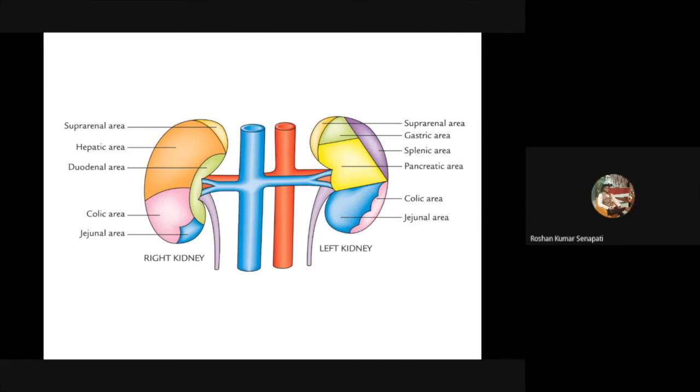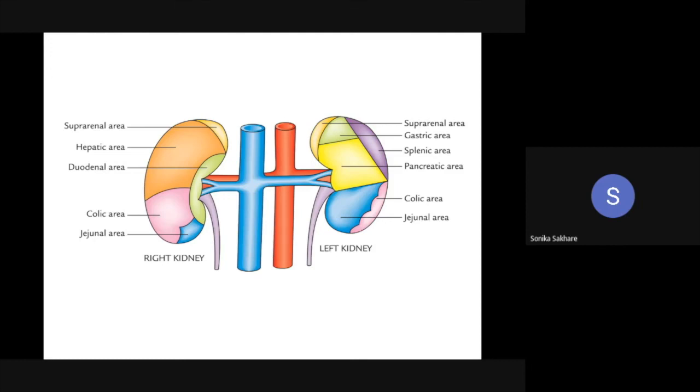Okay, coming to the left side, we have one extra relation to be learned. That's the suprarenal area. Then we have the splenic, the gastric, the pancreatic, and the colonic. You must be able to answer this with your eyes closed. And if you see here the structures at the hilum, it is vein, artery, renal pelvis, clearly mentioned. That relation is very important.